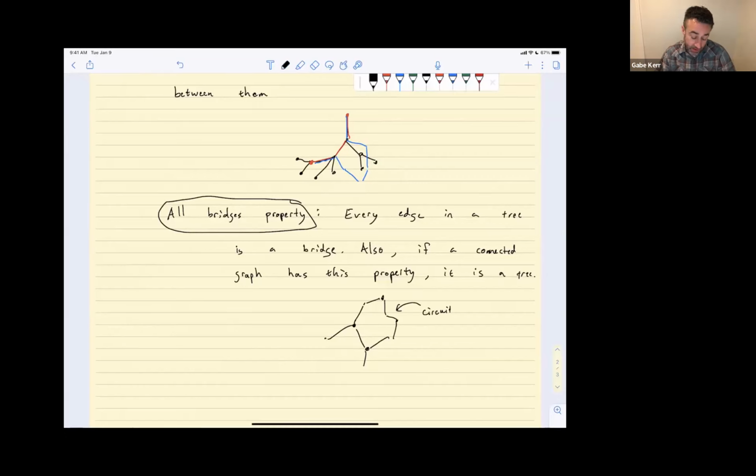And a tree doesn't have any circuits. So that means that I did something wrong. This must have been a bridge to start with, and I could not have had some kind of situation like this. So in other words, every edge in a tree must be a bridge, otherwise I'll have some circuits.